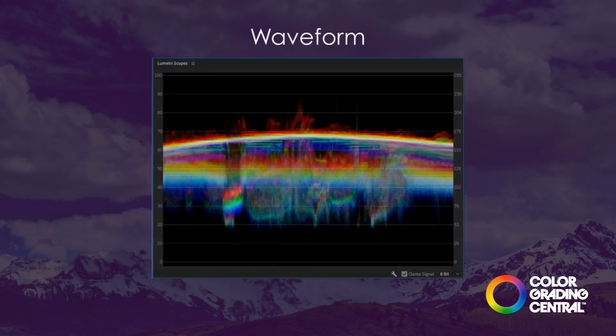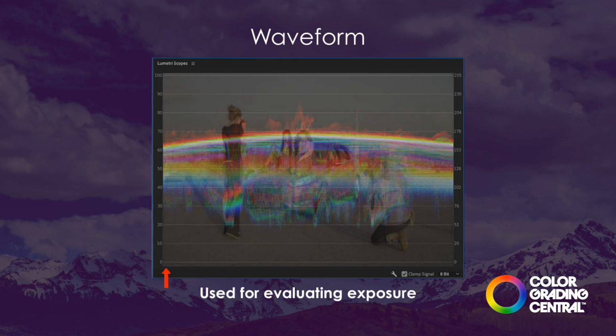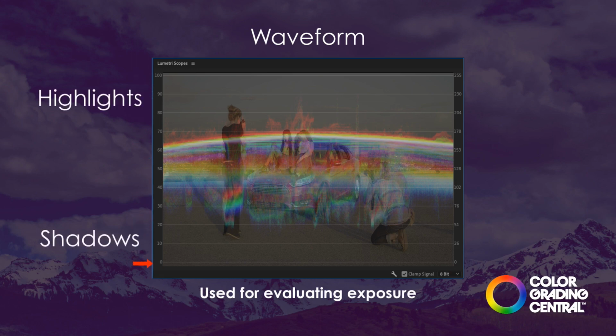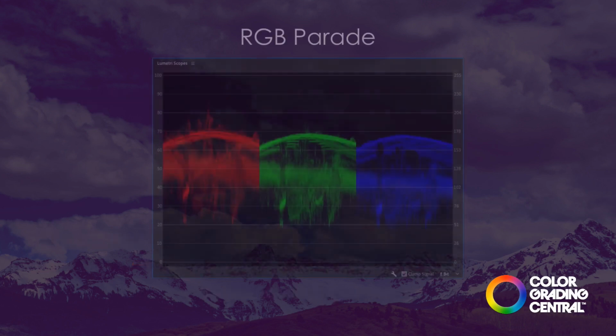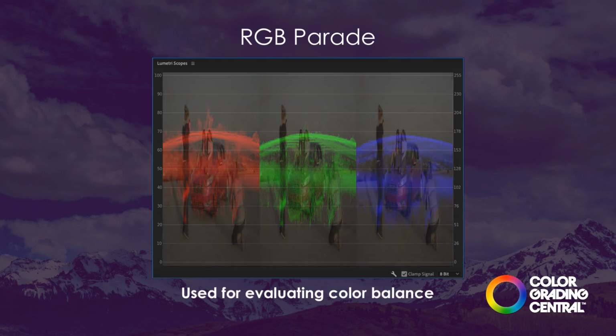The waveform scope is helpful with evaluating the exposure of an image. The scope is read from left to right corresponding to the image, and the trace information is read from top to bottom with the highlights at the top and the shadows at the bottom. The RGB parade scope is helpful for evaluating color balance. It is similar to the waveform, except that the exposure readings are broken out into the separate color channels of red, green, and blue.